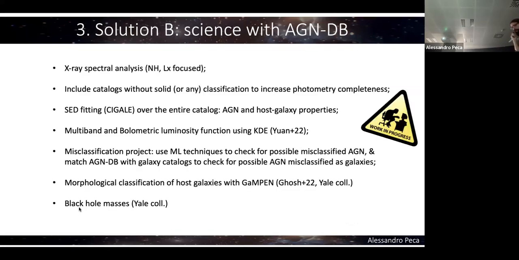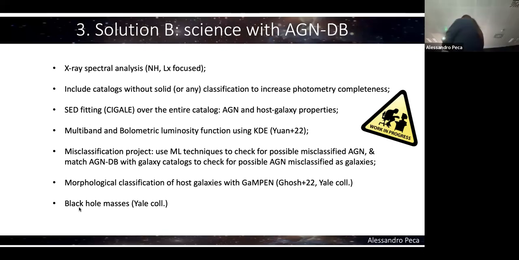But why can the AGN-DataBase help us in understanding obscured AGN? Well, because we decided to solve all these issues with obscuration by using big numbers. This is not the only solution. This is our solution. And AGN-DB is probably the best tool to do that because we have all of them. So right now, I'm doing the X-ray spectral analysis on the entire catalog.